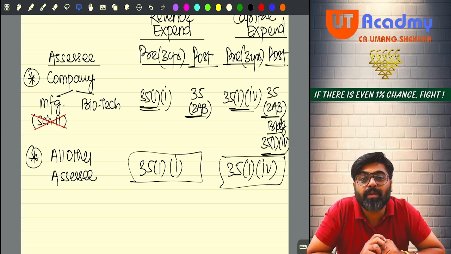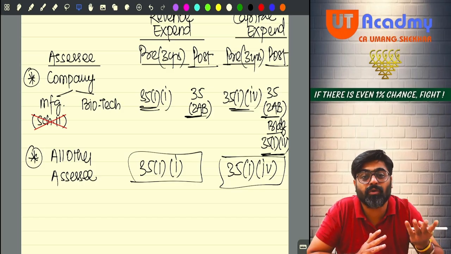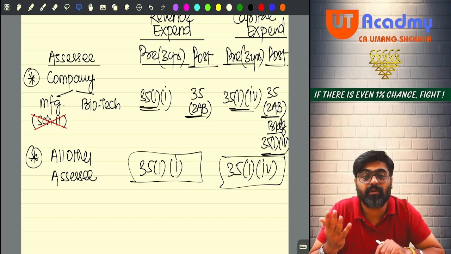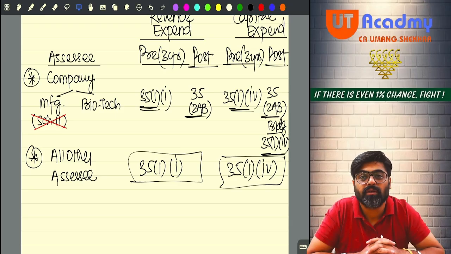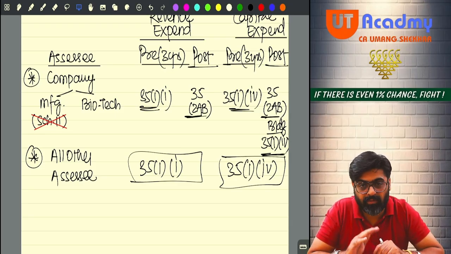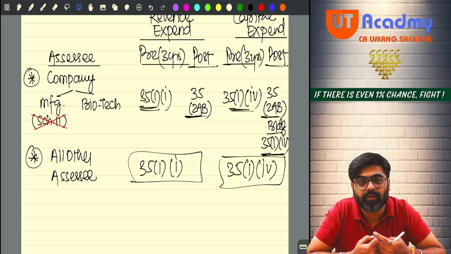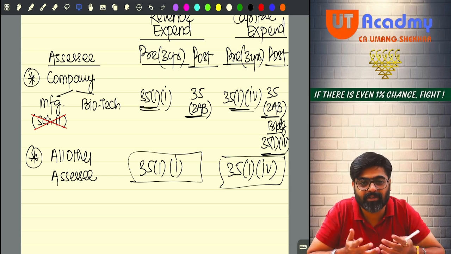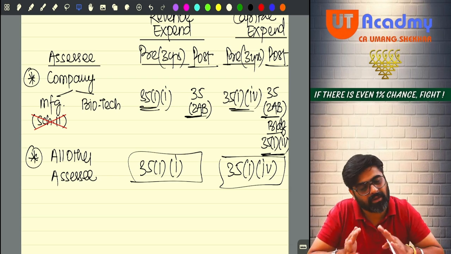Earlier, when there used to be percentages, 150% for this expense, 125% for this donation, 175% for this donation, then there was a problem. 5 years back, this section was a very charming section because weighted deduction was given. Now the only weight is 100%, fully allowed. That's it. No more weighted deduction. Whatever expenditure is incurred, claim it as a deduction.